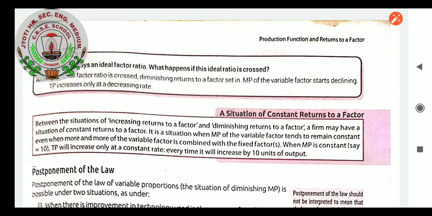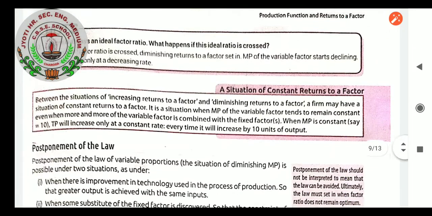It is a situation when MP of the variable factor tends to remain constant even when more and more of the variable factor is combined with the fixed factors. When MP is constant, say equal to 10, TP will increase only at a constant rate. Every time it will increase by 10 units of output.